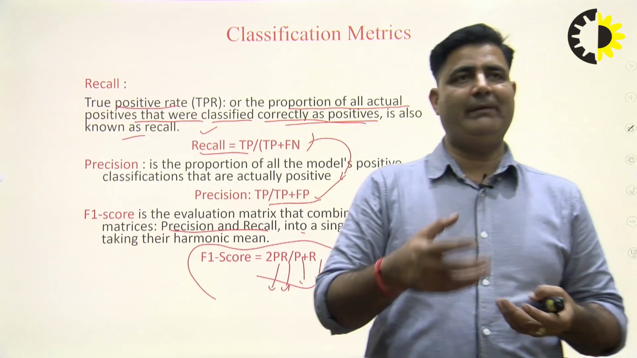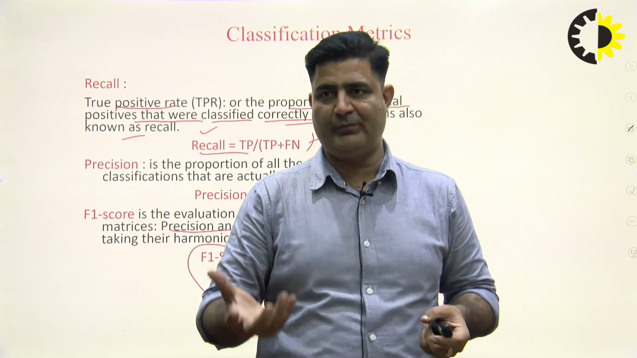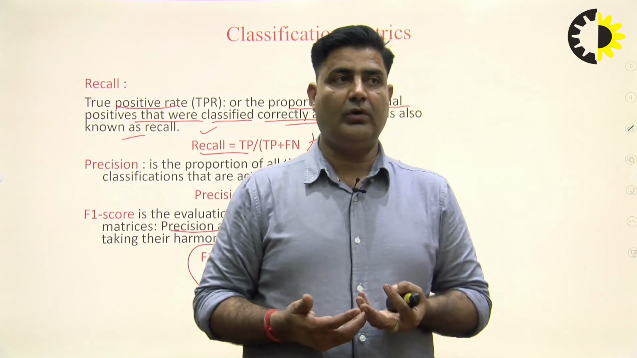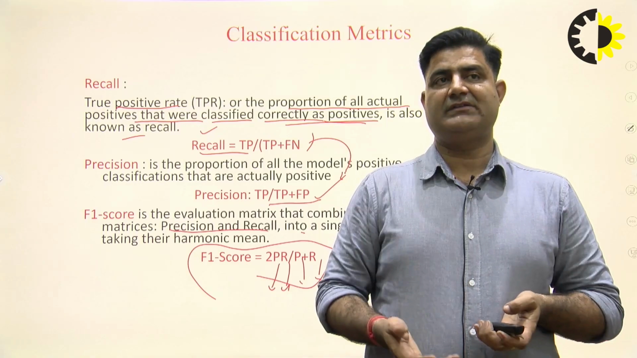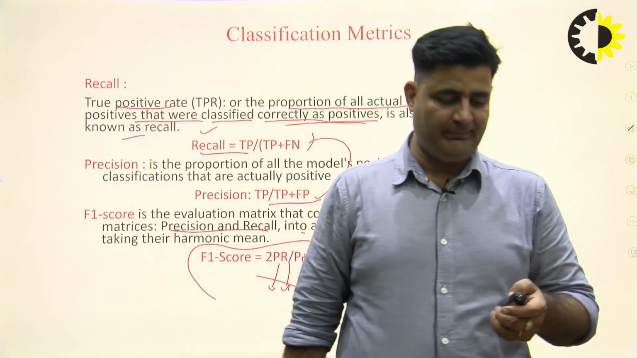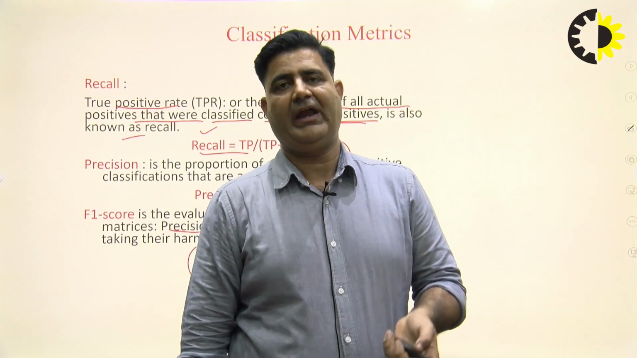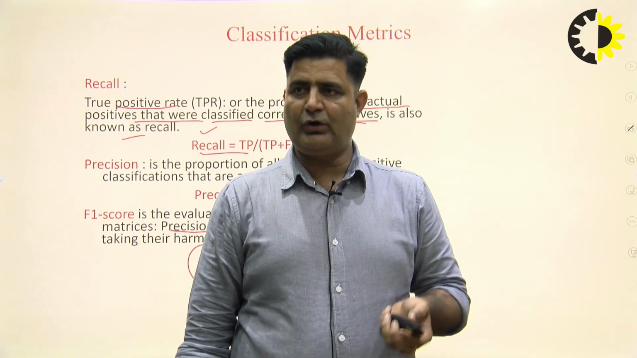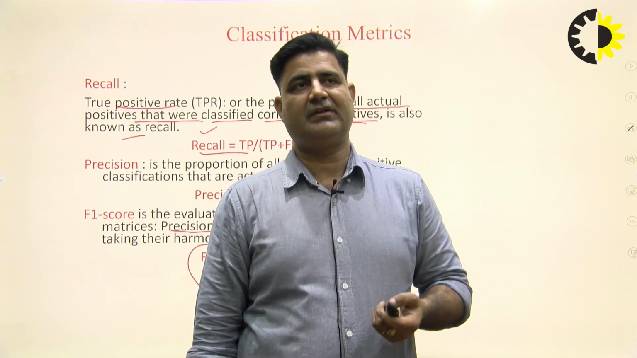So one metric is the confusion matrix, with which we evaluate the performance of any classification model. Then we also use recall, precision, and the F1 score. And the third one is the AUC ROC, which is not mentioned in this PPT. Generally, when we design any model, we use the confusion matrix to find out model performance, then recall, then precision, then F1, and last the AUC ROC.